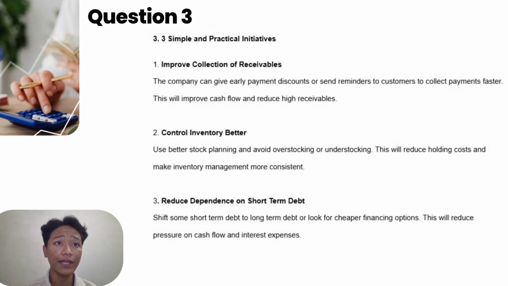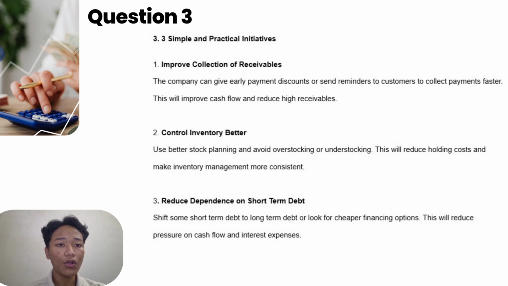We're on to the next slide, which is question 3. The first way they can do it is to improve their collection of receivables. The company can give an early payment discount or send reminders to customers to collect their payment faster. This will improve their cash flow and reduce the high receivables.